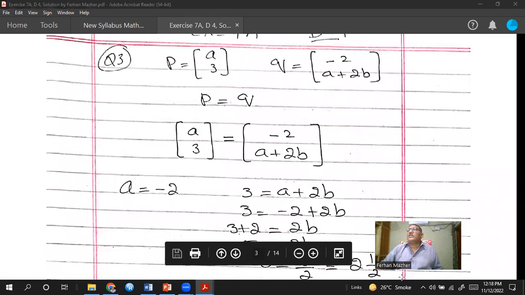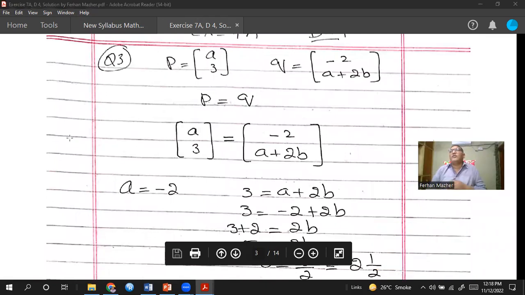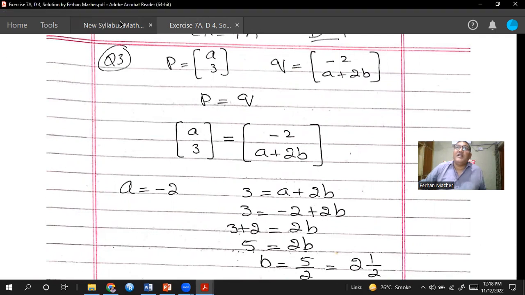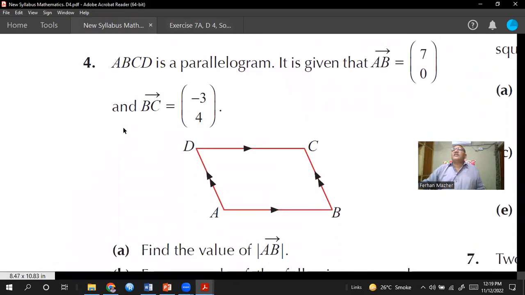So this is how you will do the question number 3. The whole question is showing up on your screen, and you can pause the video and take your time with this question. This is how you will find the value of the A and the B. Okay, the next question is coming up on your screen. That is question number 4.